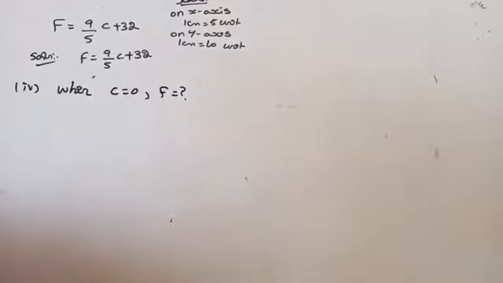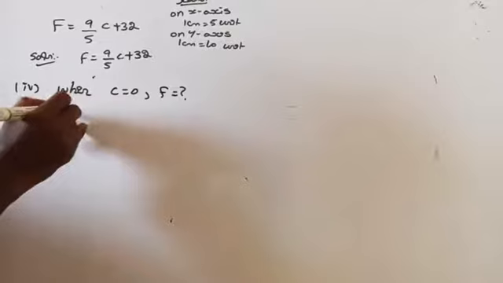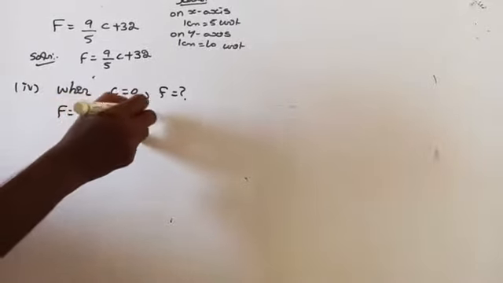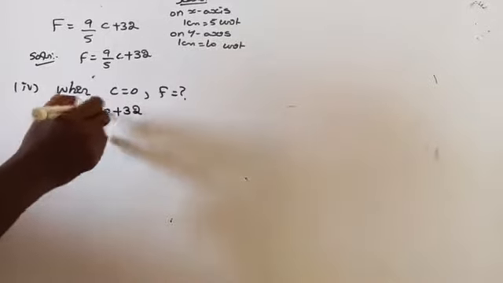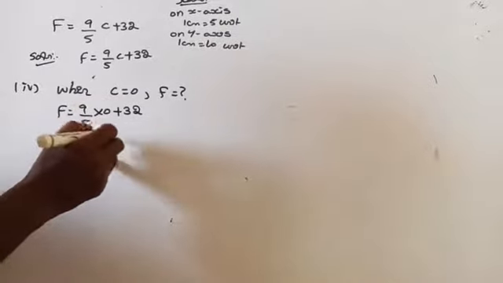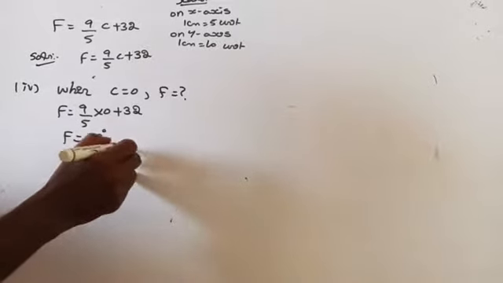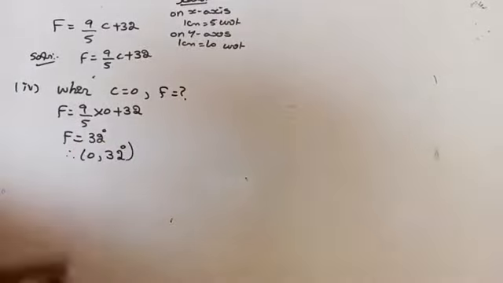Okay. Now tell me, when C equal to 0 means what? F equal to 9 by 5 into 0 plus 32. That is, F equal to 0 and anything is what? 0. 0 plus 32 is what? 32 degree. So therefore 0 comma 32.